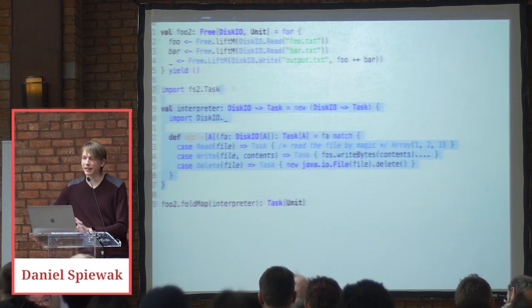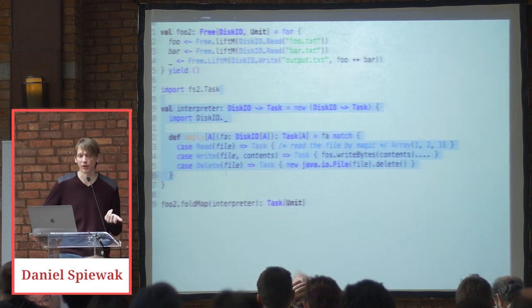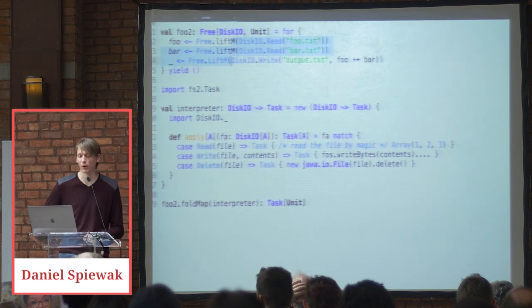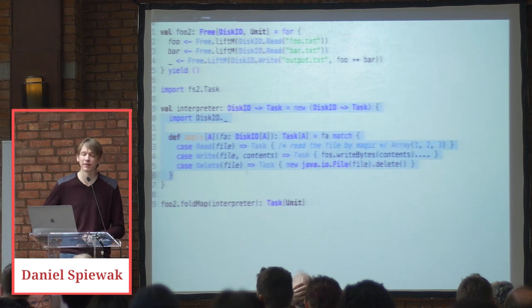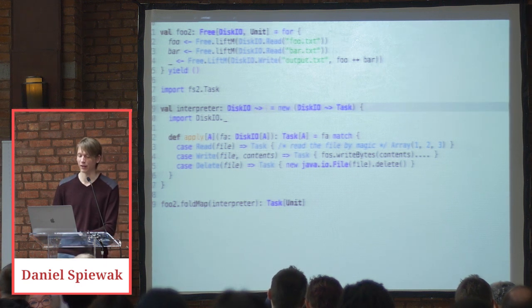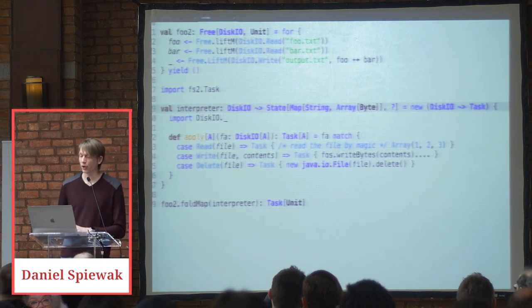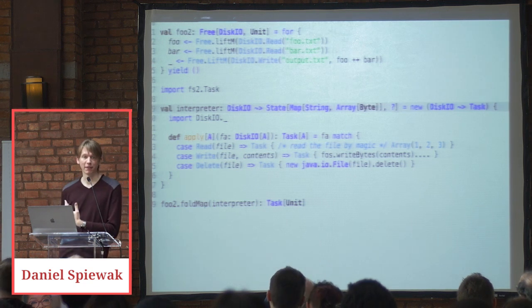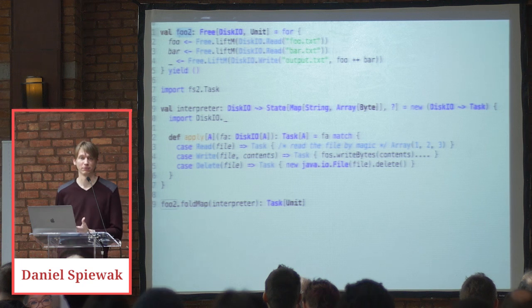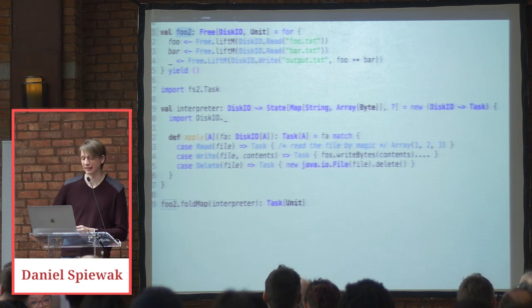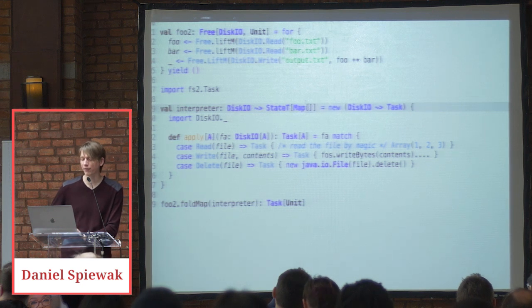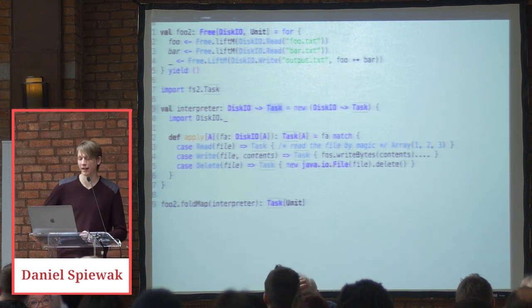And the cool thing is we can write as many of these interpreters as we want. This interpreter, number one, is super generic, so it's not specific to this program. It literally just performs these operations. Maybe for testing purposes, it might be cool to write an interpreter that goes to StateT of some file system map, like String to Array of Byte, so that instead of actually manipulating the file system, we manipulate things in memory, and we can test our foo program without actually side effecting and trying to read whether or not the files are there. This is really the power of the free monad, and it gives us a lot of flexibility.